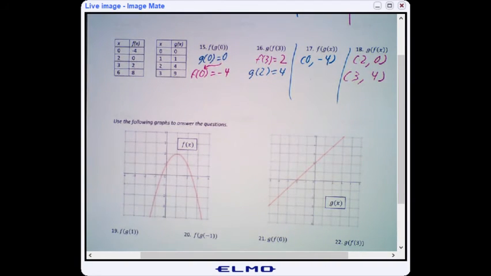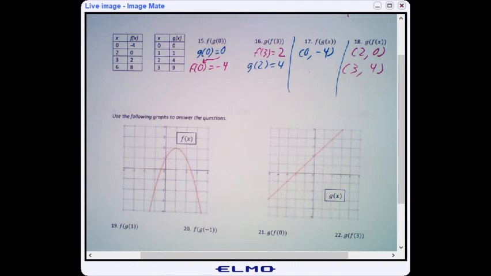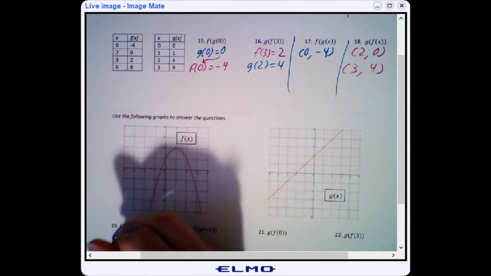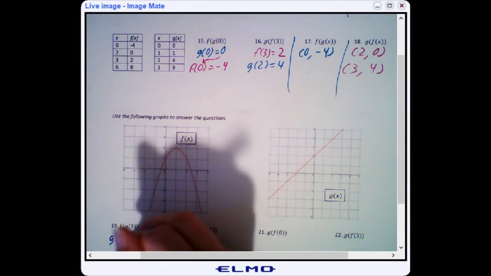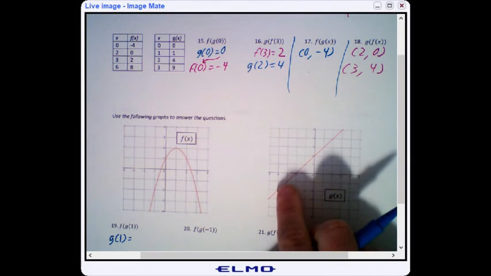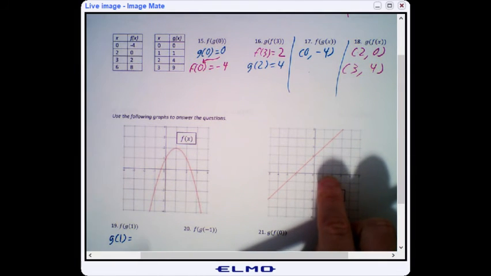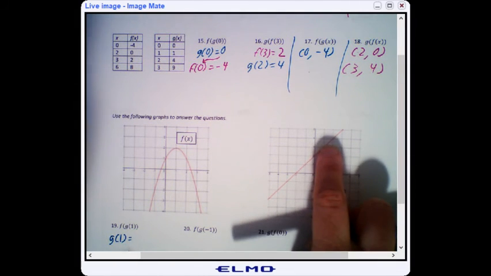We can do the same thing on graphs. On graphs, we're not going to do the whole function necessarily. We're just going to do specific points. So remember, the output of one becomes the input of the next. So if I start with g of 1, I'm going to look at my g. I'm going to find 1 on the x-axis and figure out what the y value would be. So that'd be 3.